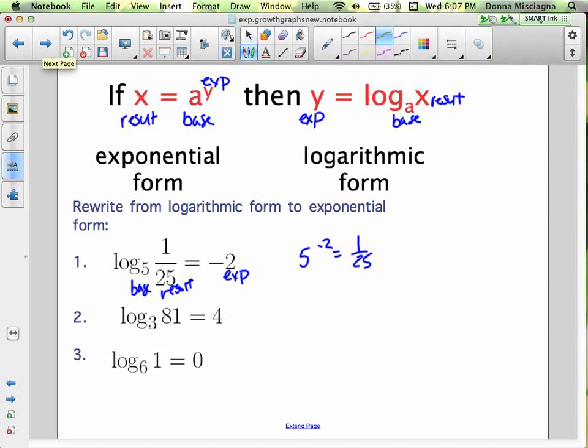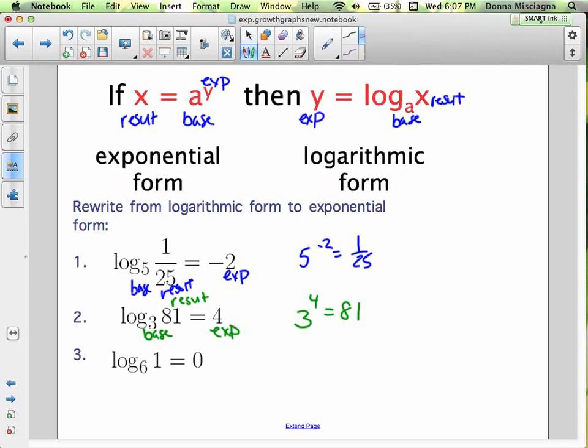3 is the base. The answer to a log is always an exponent. And this is the, I don't know what to write in here, result. So we want to rewrite that as an exponential. We're going to take our base, raise it to a power, and we get a result. And another one is done.